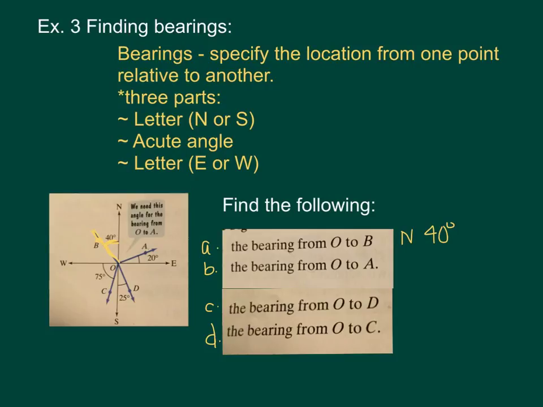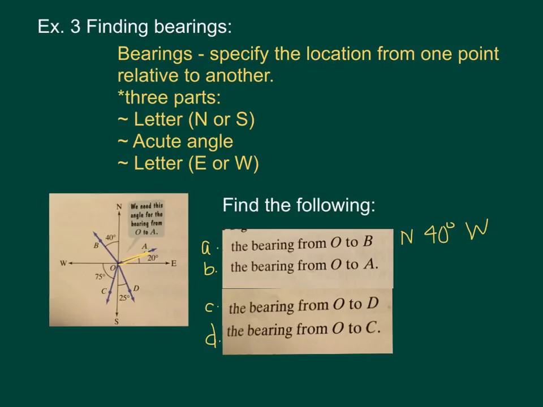And then we are getting closer to the west side. So to describe O to B, you would say north, 40 degrees west. Now let me erase that line. The bearing from O to A.